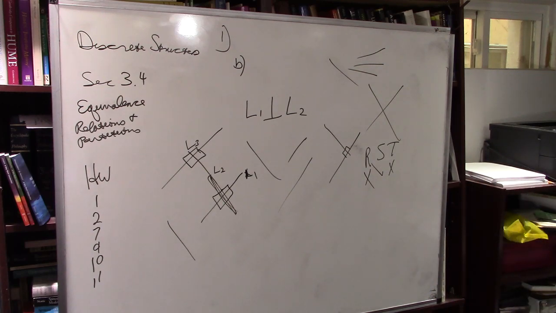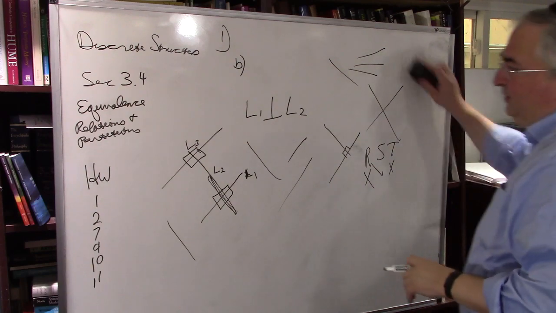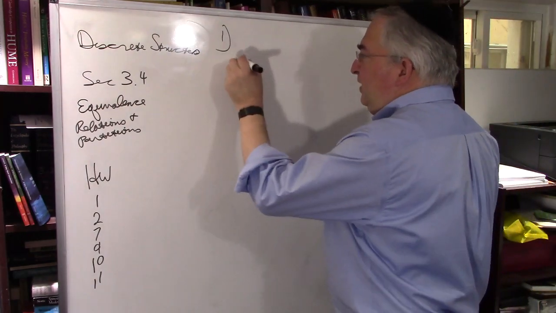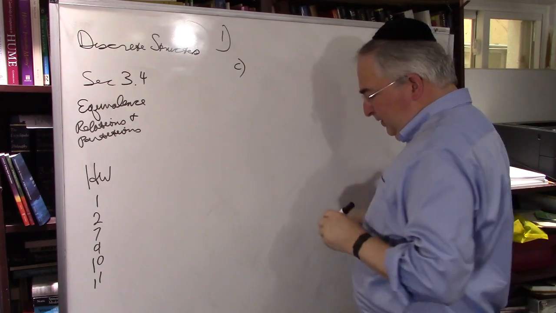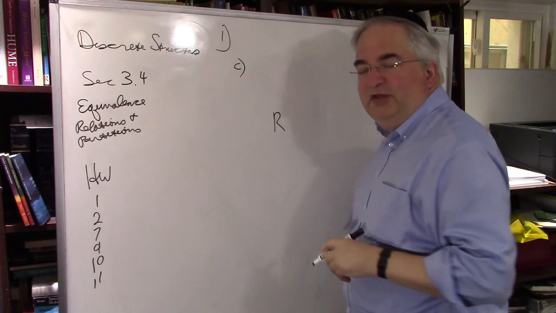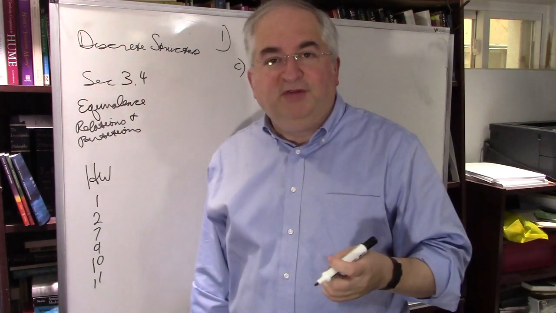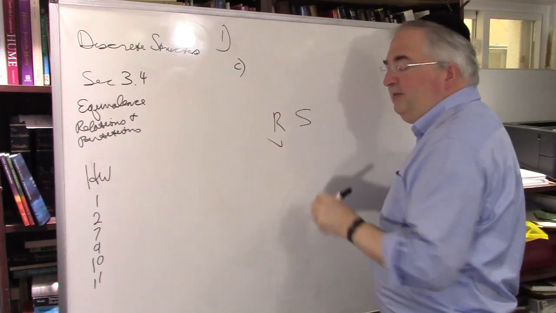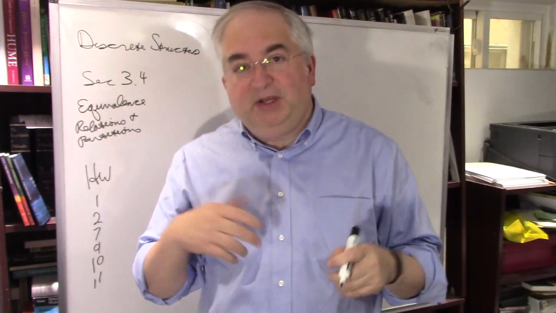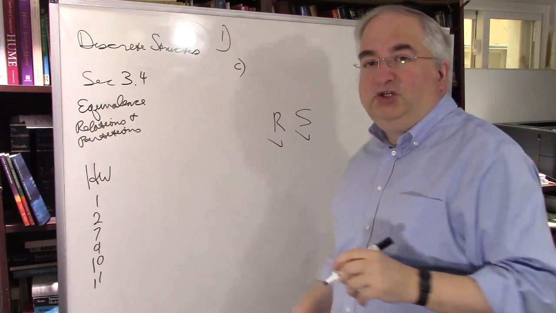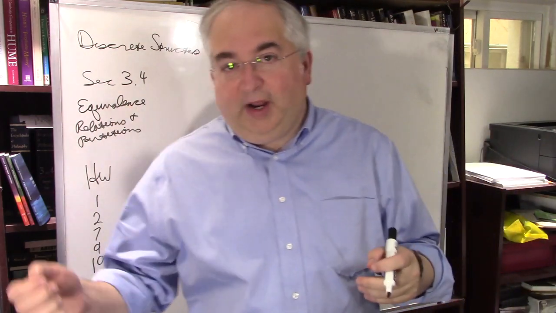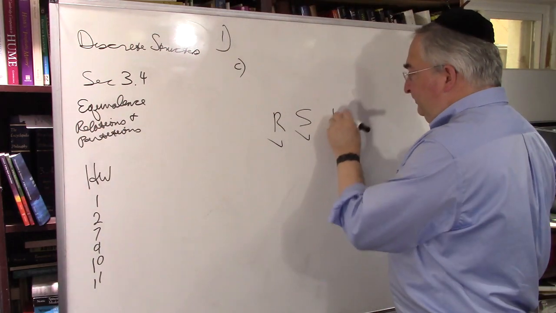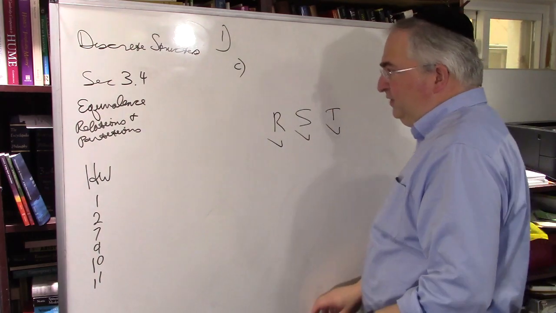Okay, number C. P1 is related to P2 if P1 and P2 live in the same state. So, let's go through it. Is it reflexive? Do I live in the same state as myself? Yes, I do. Does everybody live in the same state as themselves? Yes. Symmetric. If I live in the same state as someone else, does he live in the same state as me? Yes, no problem. Transitive. If X lives in the same state as Y, and Y lives in the same state as Z, does X live in the same state as Z? And the answer is yes, they do. So it is an equivalence relation.